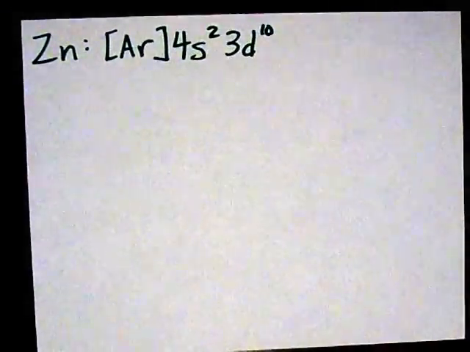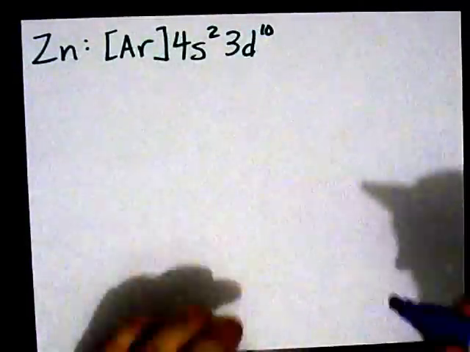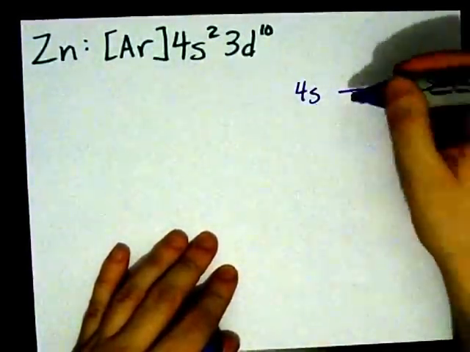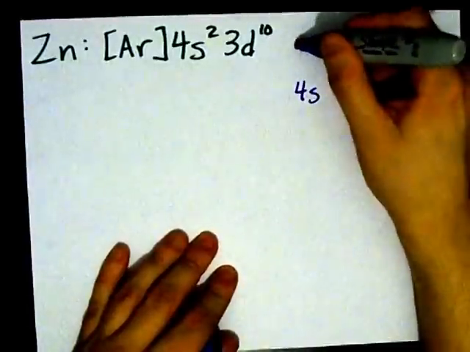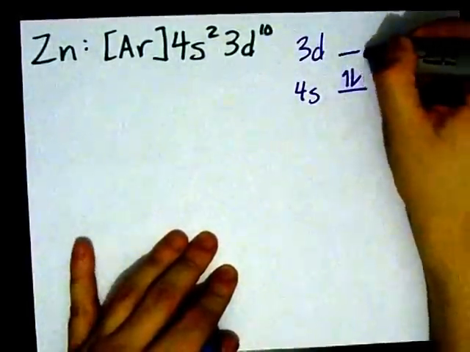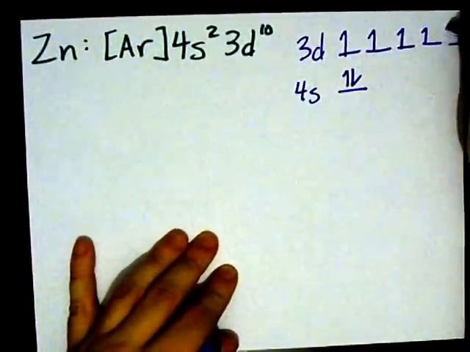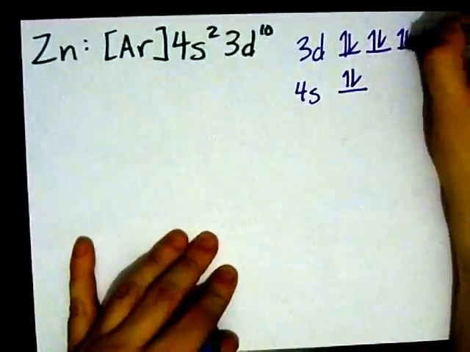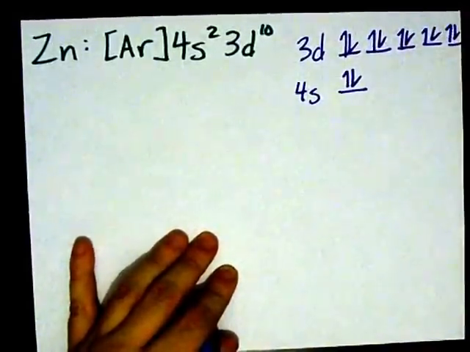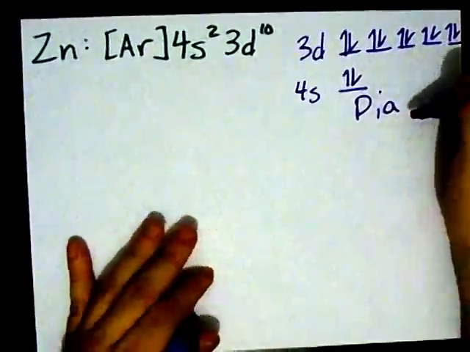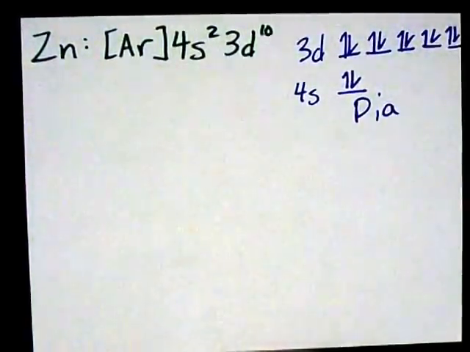We've got zinc. Zinc is argon 4s2 3d10. So you've got your argon inner shells, 4s2, and then your 3d has 1, 2, 3, 4, 5, 6, 7, 8, 9, 10. All of these electrons are paired up, so a zinc atom is diamagnetic.